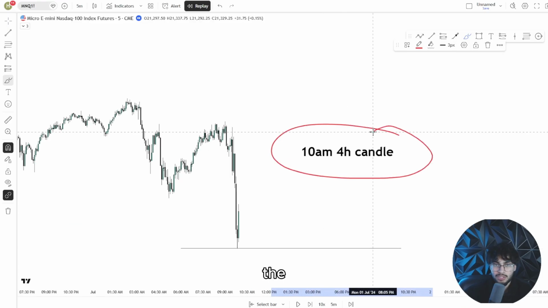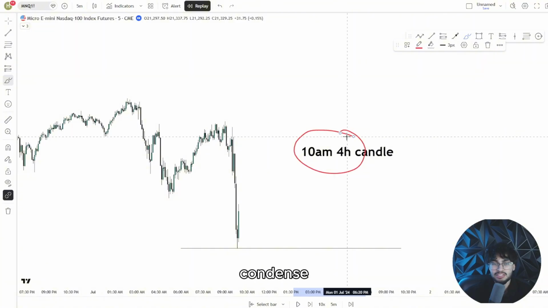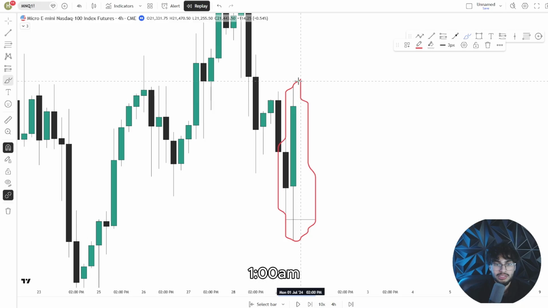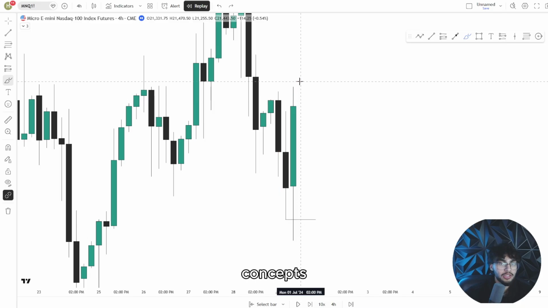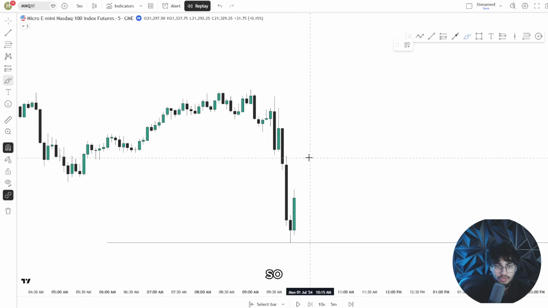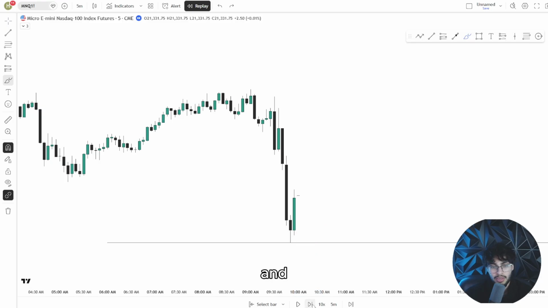And the reason it's called the 10 a.m. AMD model is because we're going to use the 10 a.m. 4-hour candle to condense all the concepts that we've learned. So what I mean is we're going to trade the 10 a.m. 4-hour candle and use all the concepts that we've learned in order to actually make it into a repeatable, consistent model. So the first step of this model is to wait for the 10 a.m. 4-hour candle to open up and see what it does.